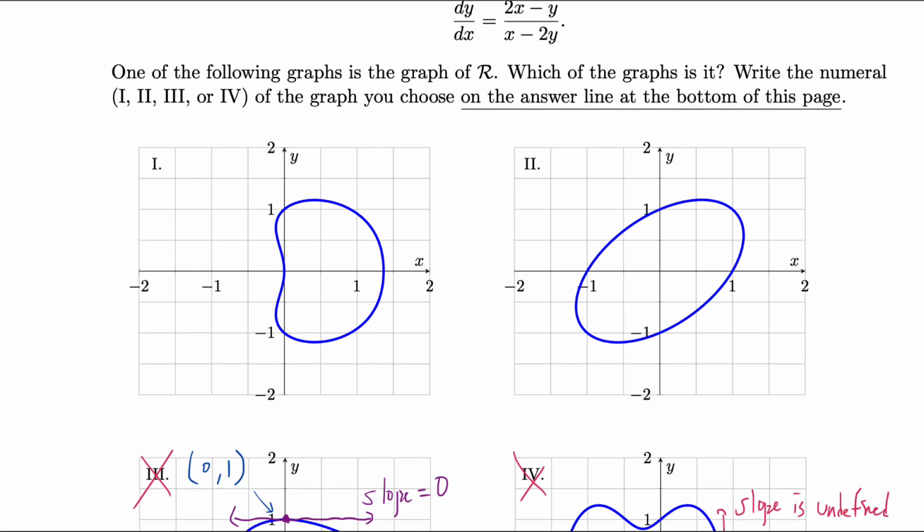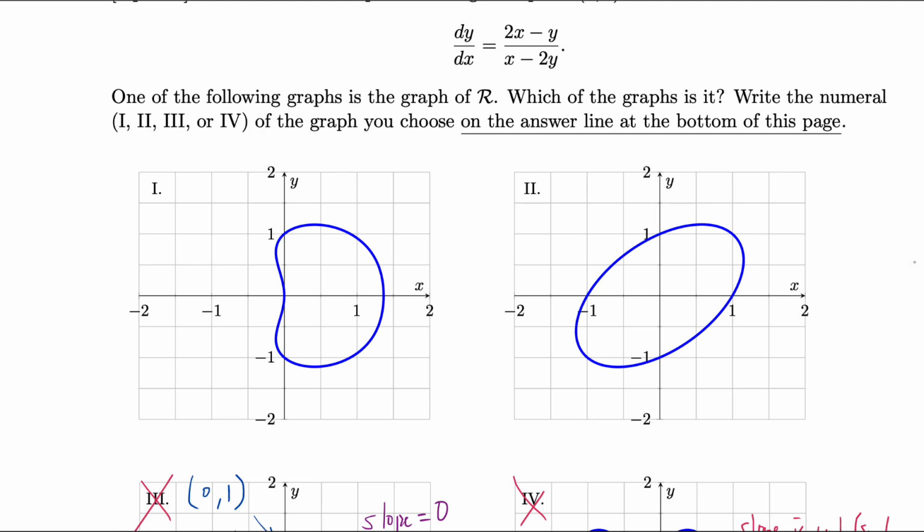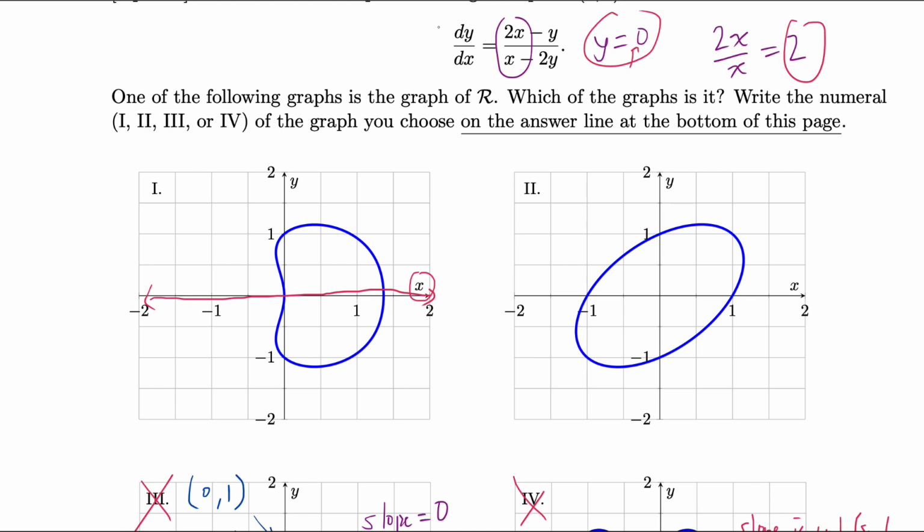But actually, something that one student pointed out to me, which I think is the fastest way of getting this, is as follows. When y is 0, this thing just becomes 2x over x, and we get 2. So what that's telling us is that if I look at any point on the curve on the x-axis, remember the x-axis is when y is 0, we better have a slope of 2. Because on the x-axis y is 0, and this equation is telling us that dy/dx is 2. But if we look at, for example, curve 1, we see that here we have an infinite slope, so it's not a slope of 2, so it can't be 1 either.